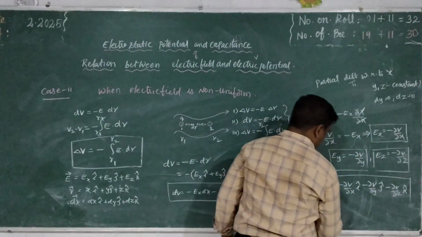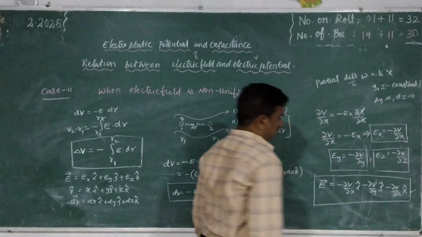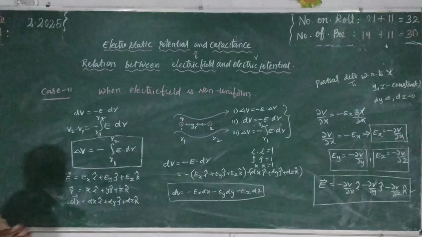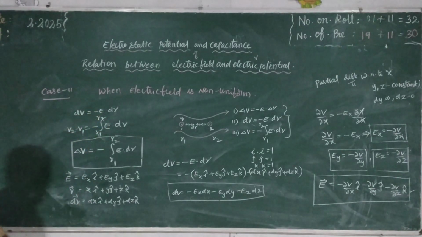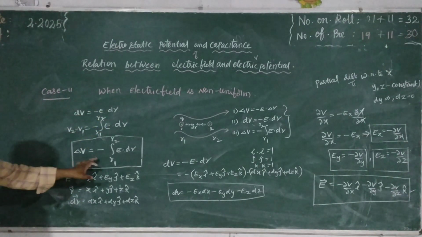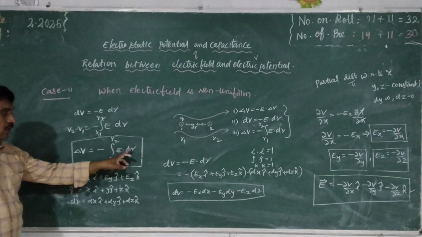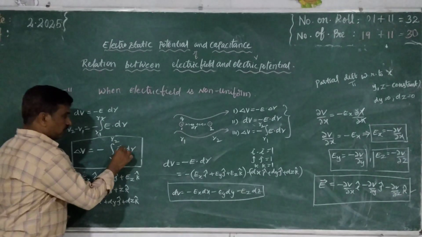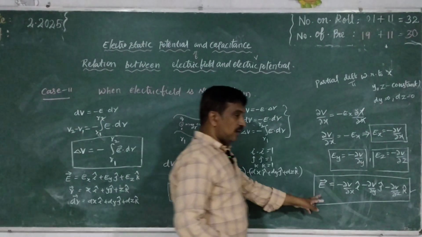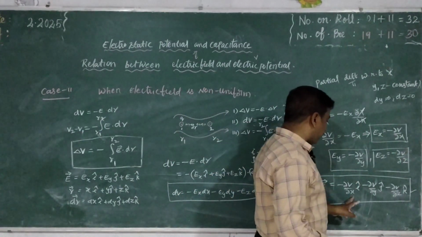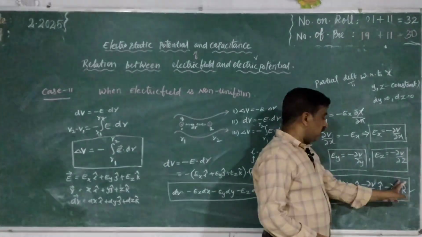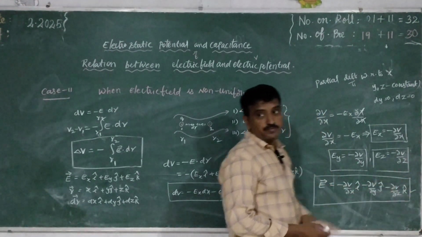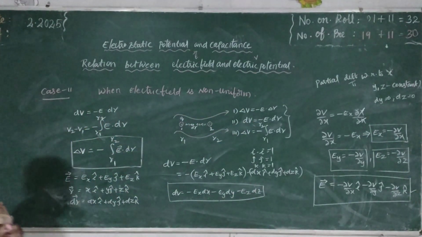For finding the electric field we can use this formula: dV equal to minus E dot dr, or delta V equal to minus the integral from r1 to r2 of E dot dr. Or we can use the electric field formula: E equal to minus dou V by dou x i cap, minus dou V by dou y j cap, minus dou V by dou z k cap. This we can use and find the electric field.